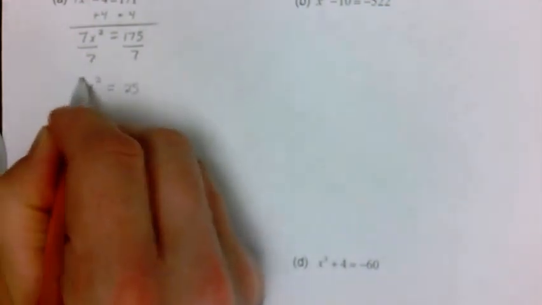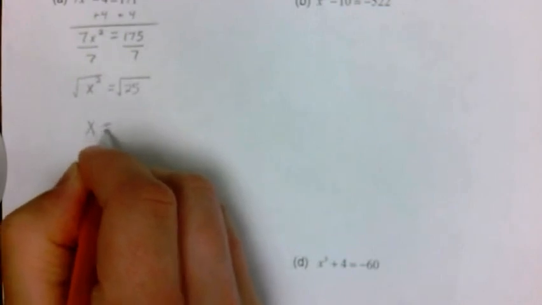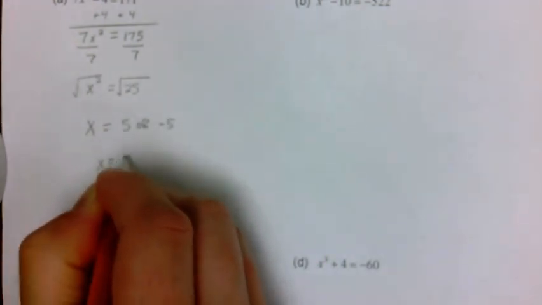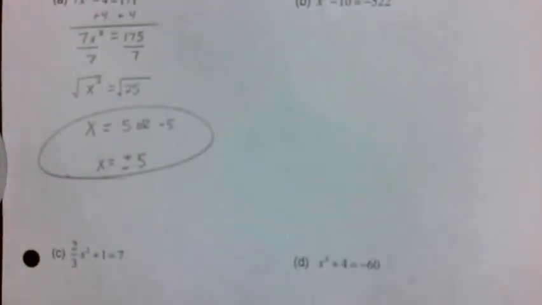Now we'll take the square root of each side to get the value of x. Square root of x squared is x. The square root of 25, well, again, there's going to be two answers here. It could be 5, or it could be negative 5. X could equal positive or negative 5 in this example.